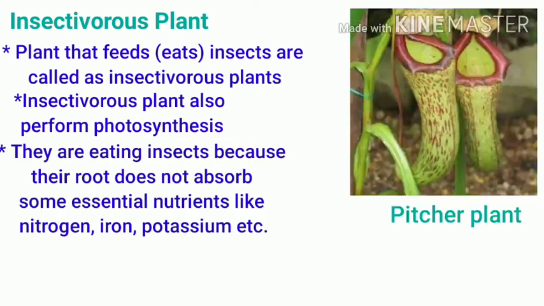Because their roots do not absorb some essential nutrients required for the plant, for example, nitrogen, potassium, iron, and so on. So many minerals are there that are not absorbed by their root from the soil. So anyhow the plant needs these nutrients, so they eat the insects like a shortcut. They eat the insect and gain the nutrients from that insect.